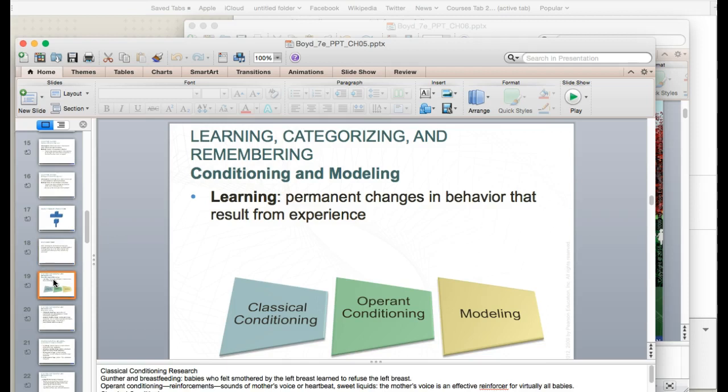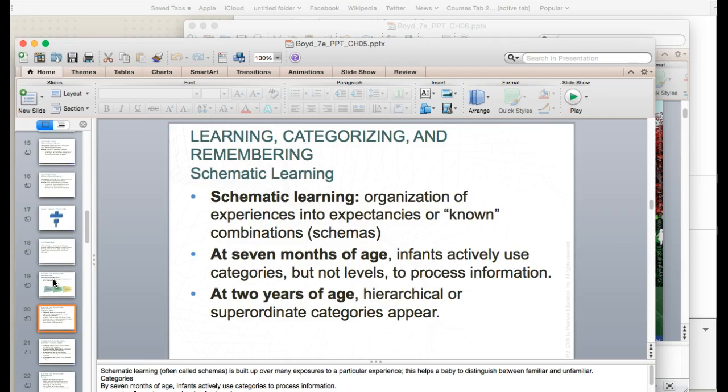So let's talk about conditioning and modeling. So learning is a permanent change in behavior that results from experience. We talked about classical conditioning and operant conditioning in the previous lecture, so you guys should know what that is. Schematic learning is an organization of experiences into expectancies or known combinations of schemas. At 7 months of age, infants actively use categories but not levels to process information. At 2 years of age, hierarchical or superordinate categories appear. So this speaks specifically to schematic learning.